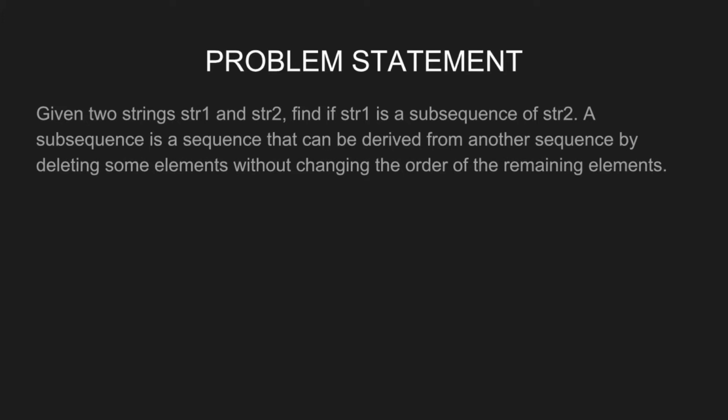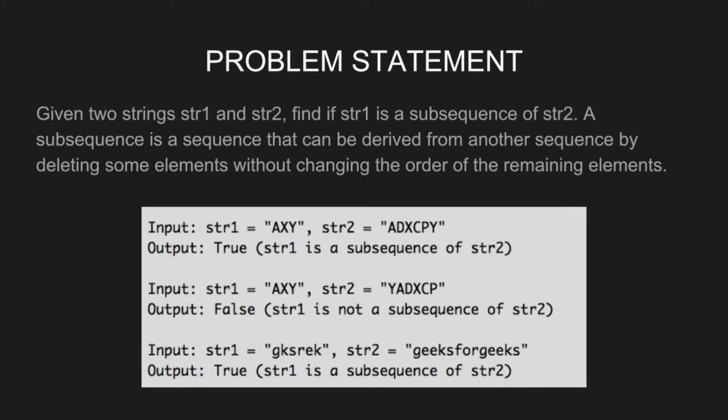of the remaining elements. For input string 1 equal to AXY, string 2 equal to ADXCPY, output is true as string 1 is a subsequence of string 2. For input string 1 equal to AXY, string 2 equal to YADXCP, output is false as string 1 is not a subsequence of string 2.